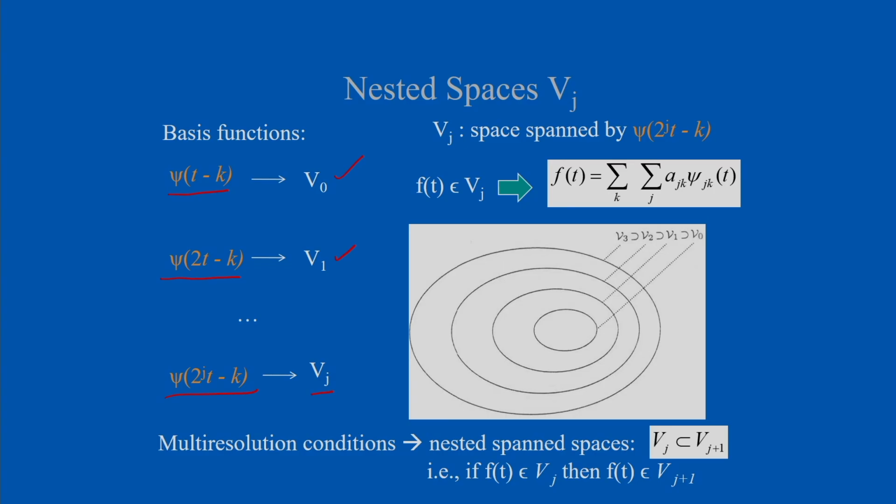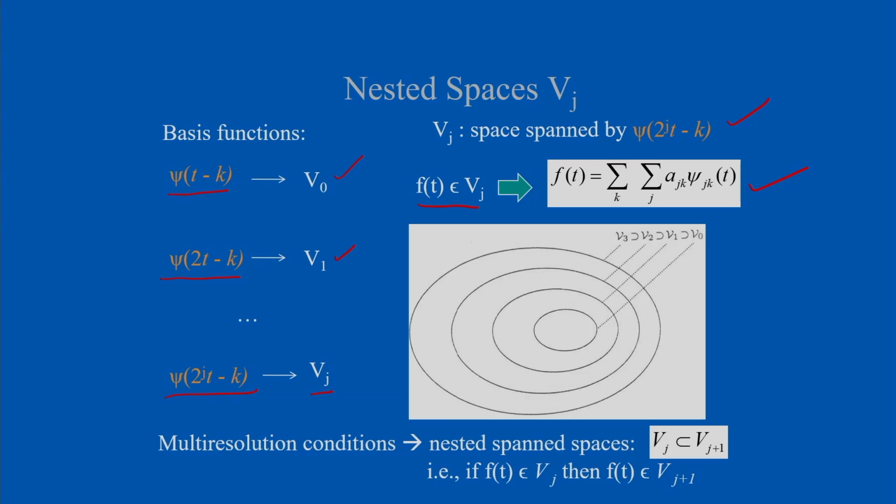Okay, so that means if f(t) is an element of the set Vj, then f(t) can be represented by this: f(t) is equal to summation over k, summation over j, ajk, that is the coefficients, times psi jk of t, that I am considering. So Vj means the space spanned by the basis function. The basis function is psi of 2 to the power j t minus k. So that is the subspace Vj, the space spanned by the basis function psi of 2 to the power j t minus k.